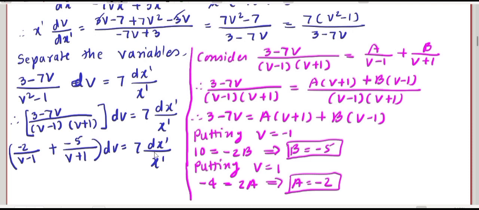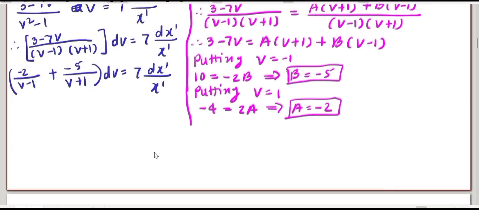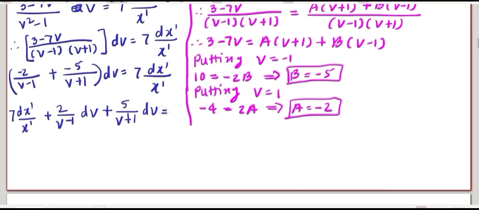Now this is written as 7 dx'/x' plus (2v - 1) dv plus 5 into 5/(v + 1) dv is equal to 0. These two values we are taking to the right hand side.